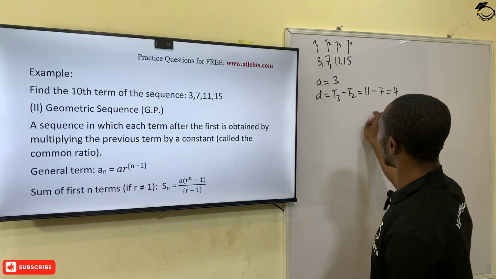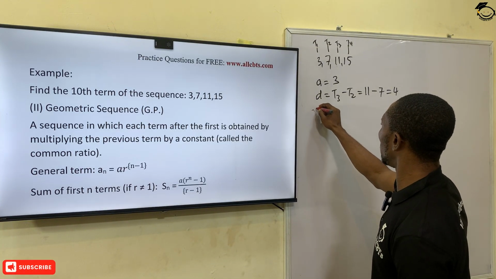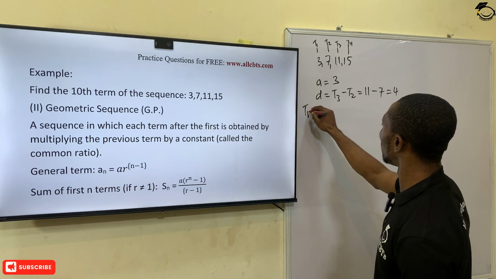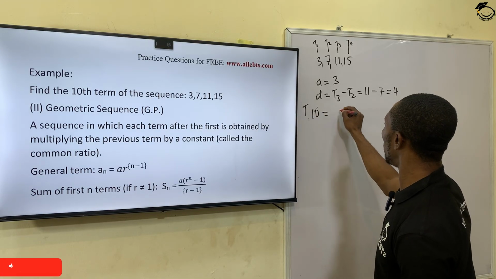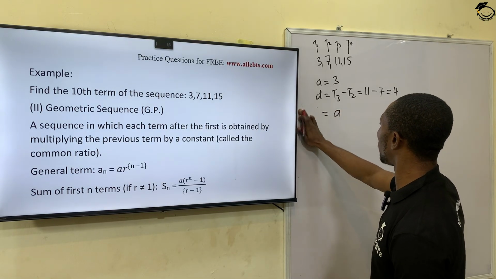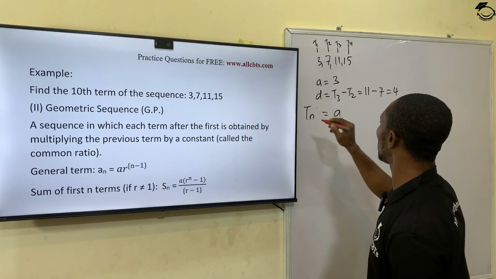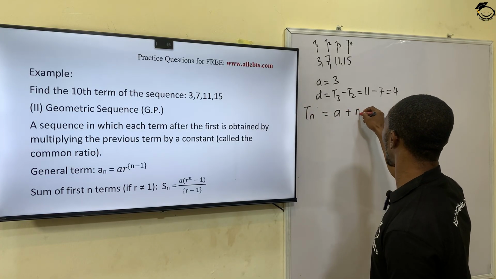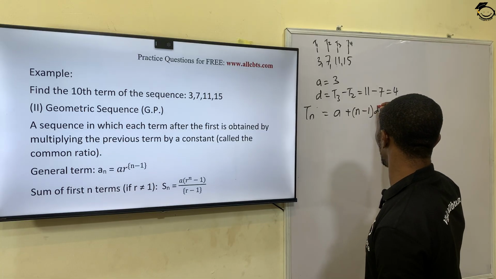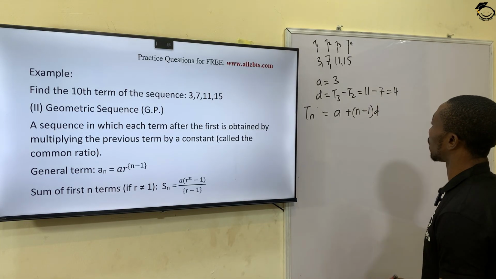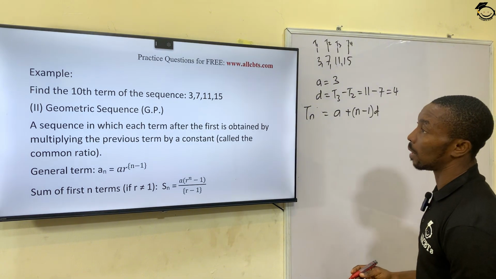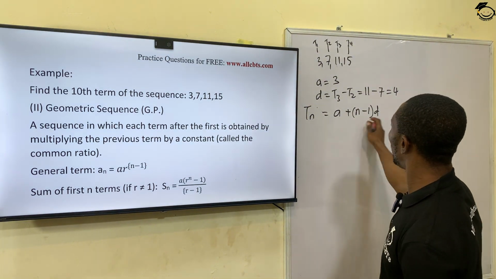Now, looking at this, we know that our T10, the 10th term, would be... Okay, let's write our general formula first. Our Tn will be a plus n minus 1 d. Now, this is the general formula for finding the terms of an AP.